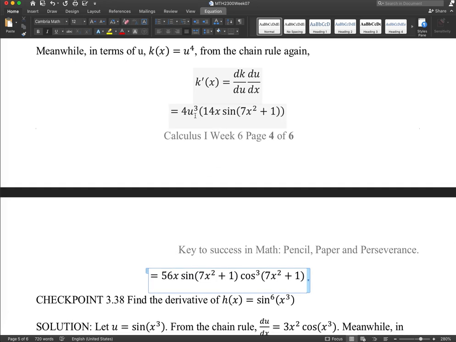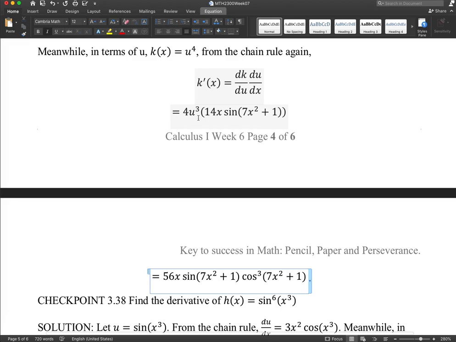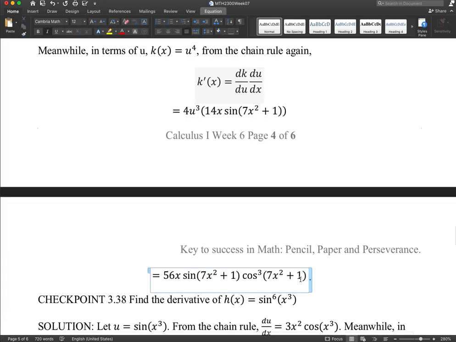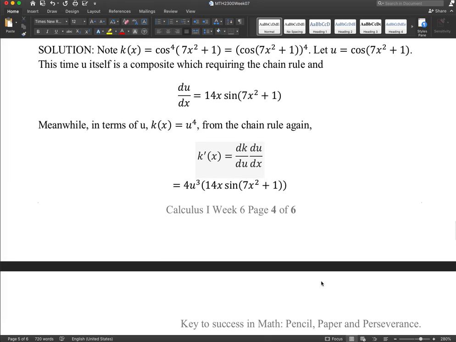u to the 3, really, it is cosine to the 3. So I just keep the relatively easy, simple thing in the front first. Sine goes first, and then I have cosine to the power 3. Keep in mind the cosine is for 7x squared plus 1, the entire thing, not just a single term. Okay. So this one is solved using the chain rule two times.